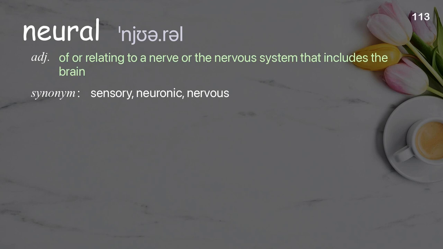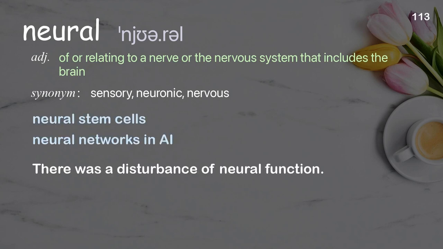Neural. Of or relating to a nerve or the nervous system that includes the brain. Examples: neural stem cells. Neural networks in AI. There was a disturbance of neural function.